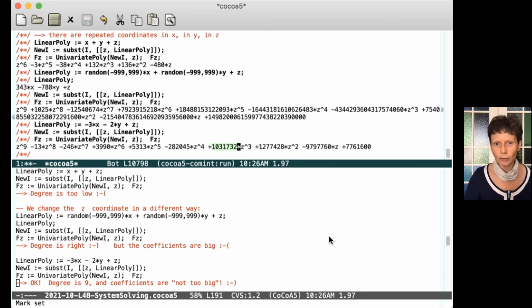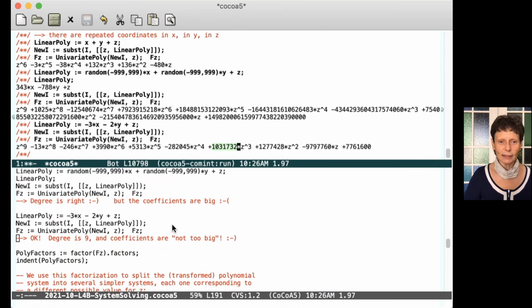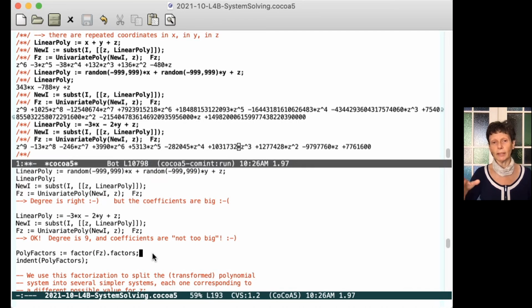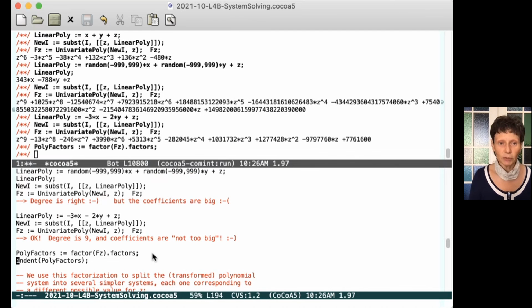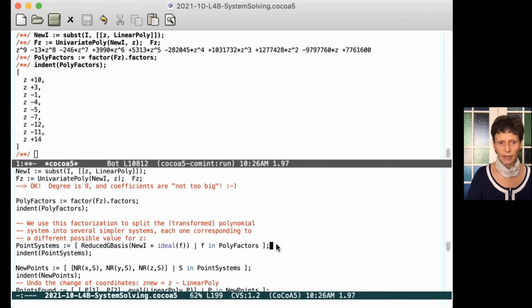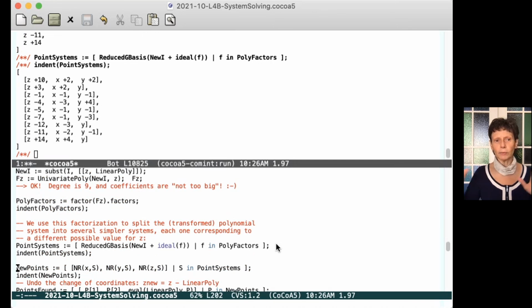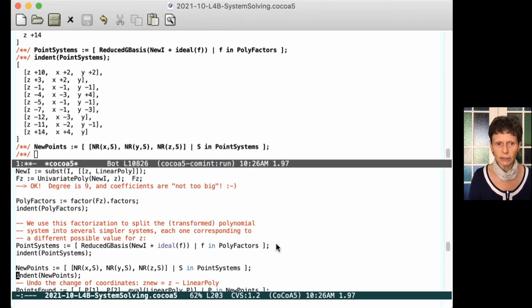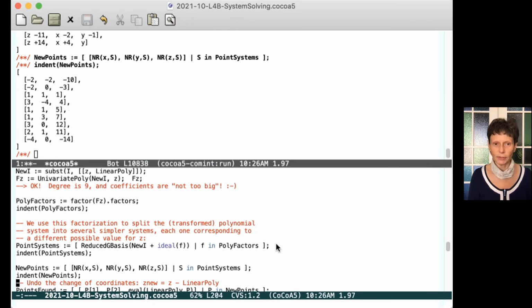Small enough for CoCoA, not for me to do computations by hand, of course. So this is good. This is better, and then I use this polynomial here. What did I do before when I had a polynomial with the right degree? I compute the factors, and the factors give me the 9 different values for z. Then I use these values to compute the 9 small systems, as we did before. And then I use these small systems to get the points, and these are the points.